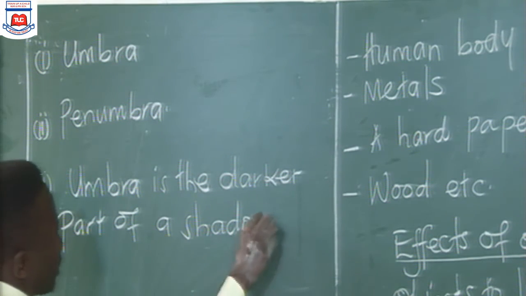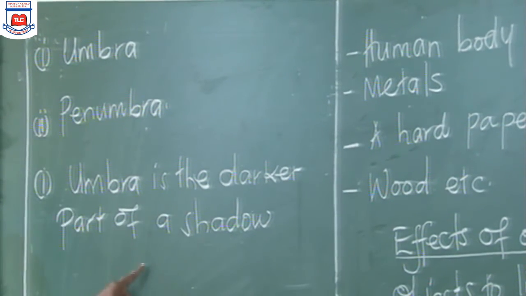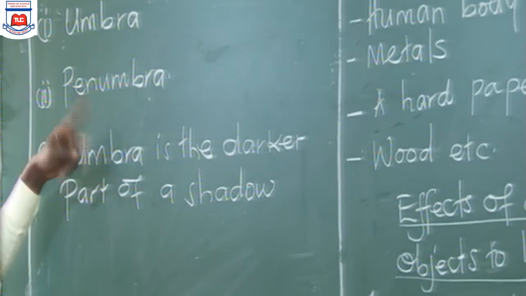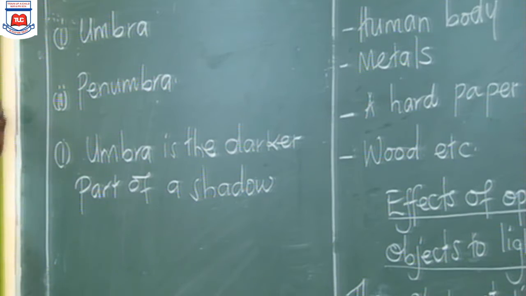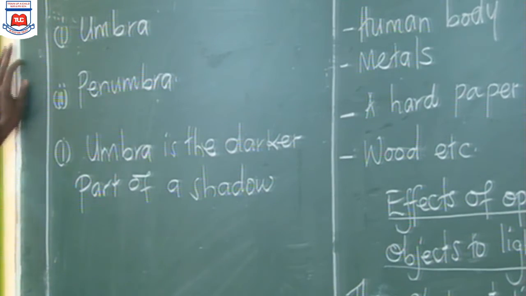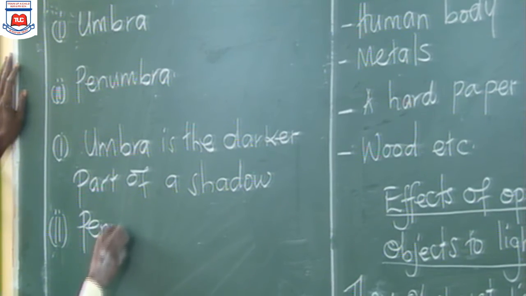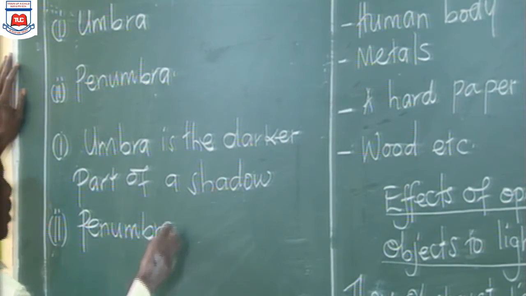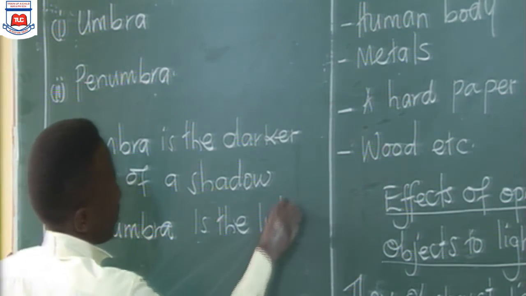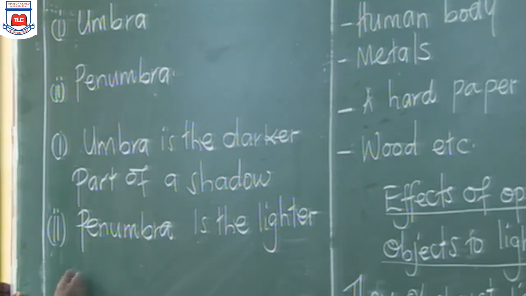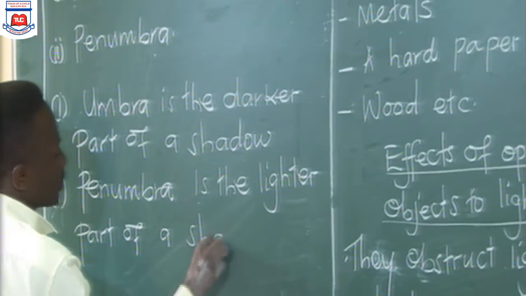I will actually draw this to show you what I really mean. Umbra is the darker part because you're comparing two things. I will say this is darker, not darkest. Then what's penumbra? Penumbra is the lighter part of a shadow.